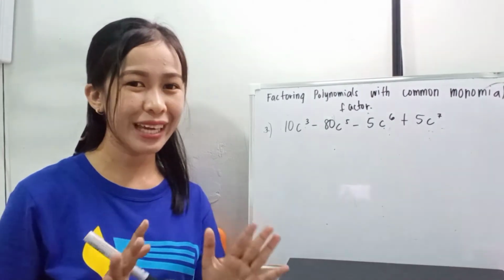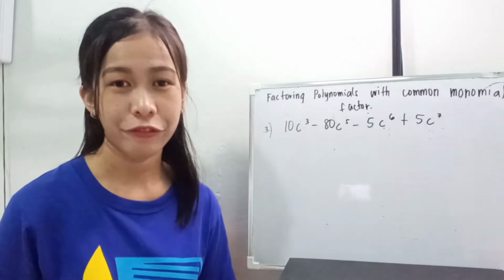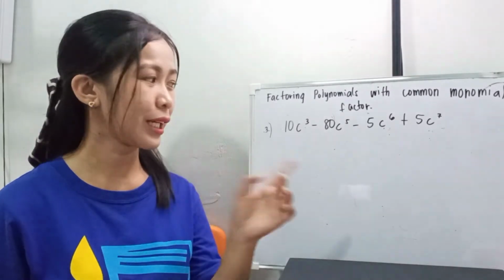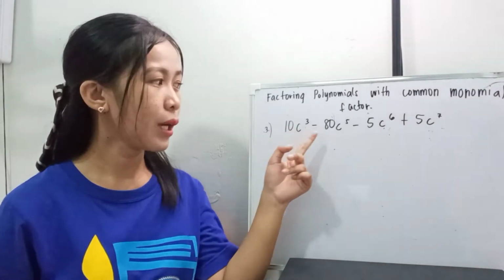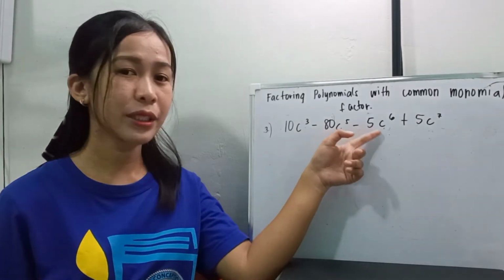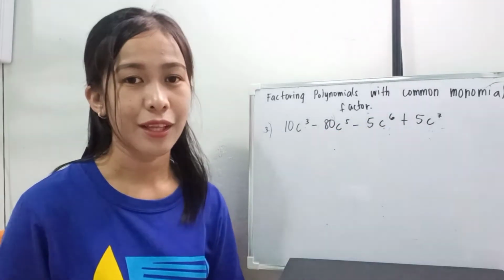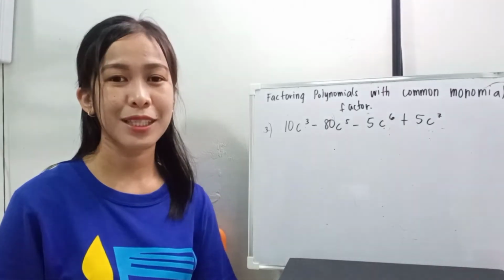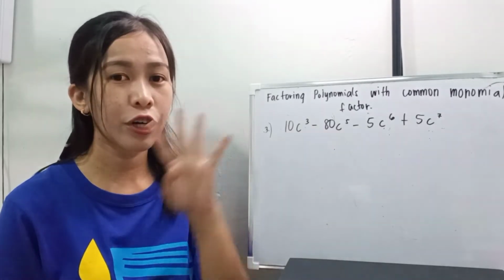Okay, now take a look at our next example. Ito, medyo complicated, pero wag kayong mag-alala. Madali lang to. Just listen carefully. So, we have here a polynomial 10c raised to 3 or 10c cubed minus 80c raised to 5 minus 5c raised to 6 plus 5c raised to 7. Okay? So, tandaan nyo lang yung mga steps na kailangan natin gawin para mahanap natin sila. So, we have 1, 2, 3, 4 terms.